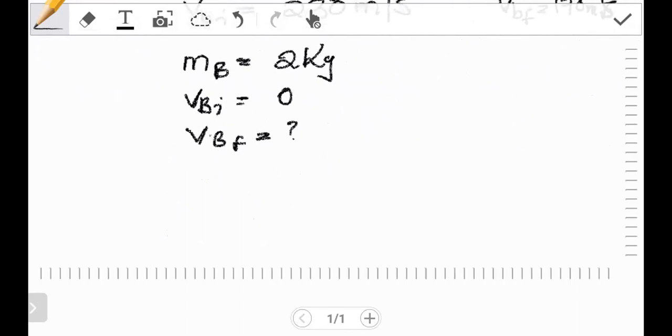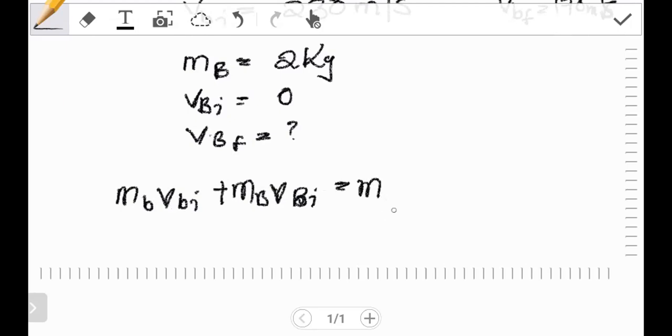So here we have to conserve momentum. We're saying the momentum before collision and after collision must be equal. So the mass of the bullet multiplied by the initial velocity of the bullet, added to the mass of the block multiplying the initial velocity of the block, must be equal to the mass of the bullet, which is still the same, multiplying the final velocity of the bullet, added to the mass of the block multiplying the final velocity of the block.